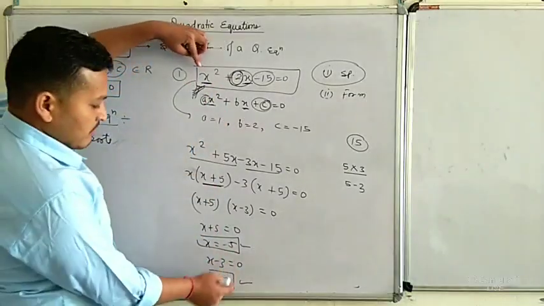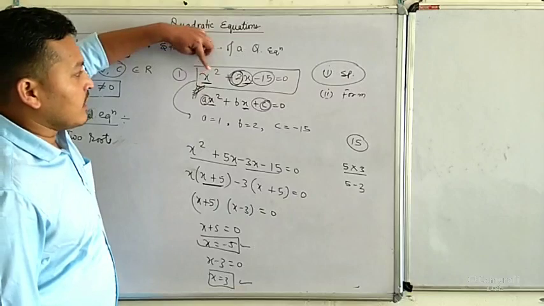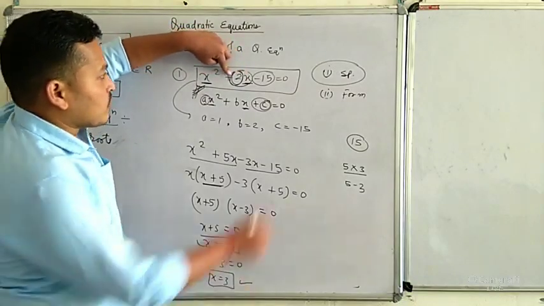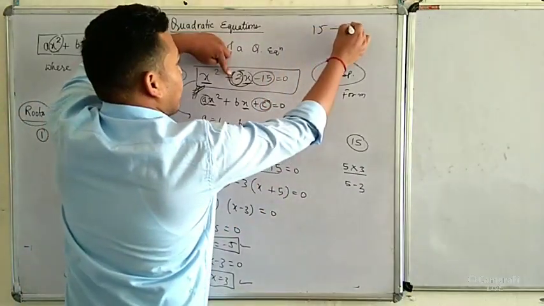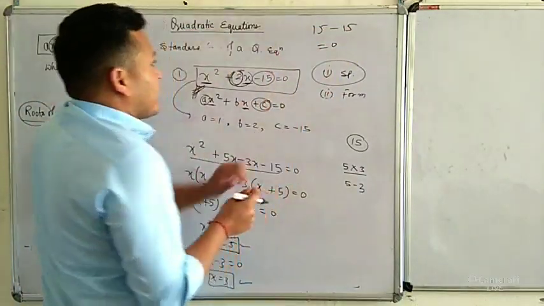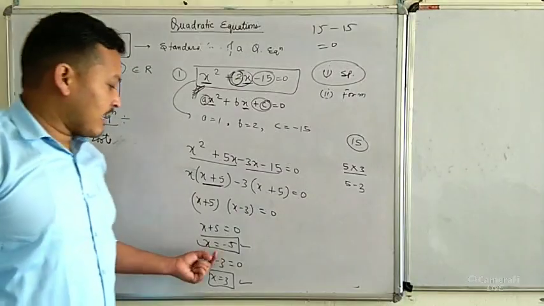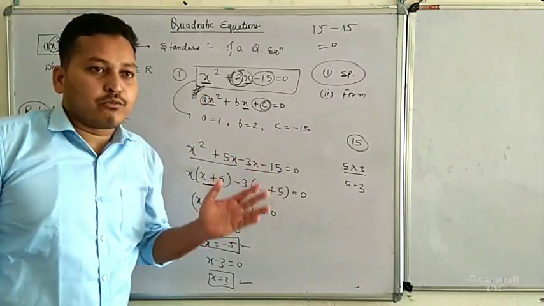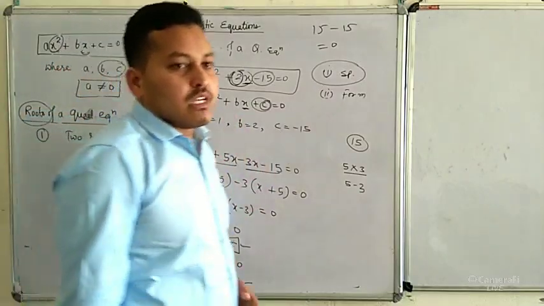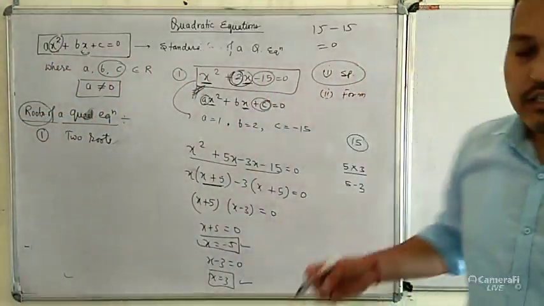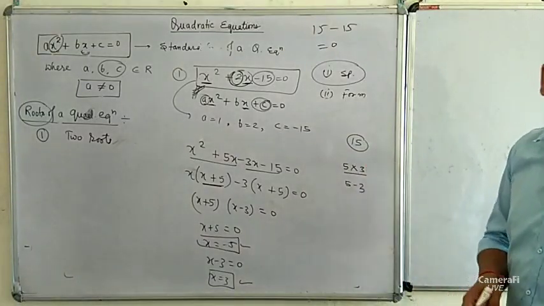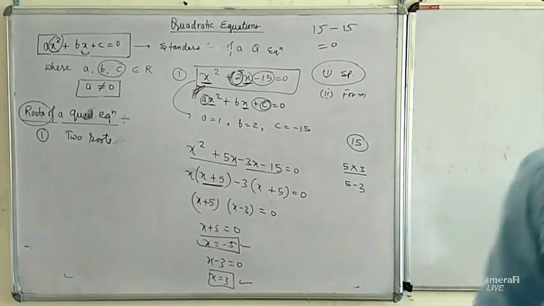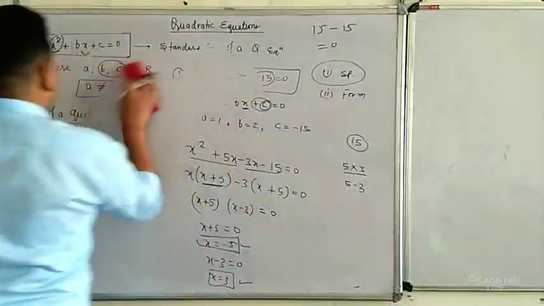So first put 3: 3 square is 9, plus 2x, 3 twos are 6, so 9 plus 6 is 15, and minus 15 is equal to 0. So left hand side is equal to right hand side. Similarly when we put x is equal to minus 5 in this equation, we will get left hand side equal to right hand side. Okay, so this is a simple numerical based on the quadratic equation. Now I am taking one more example, based on another equation.